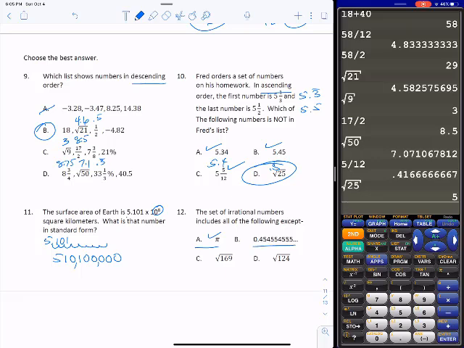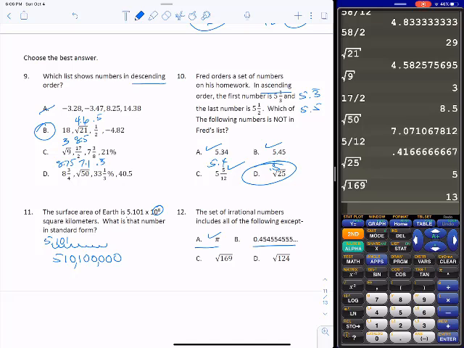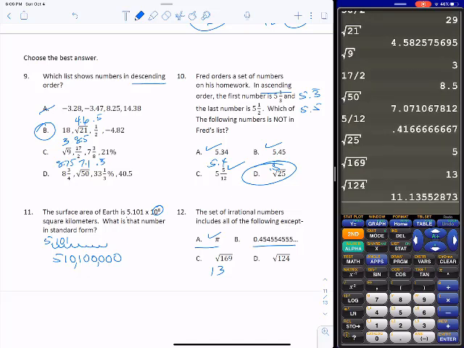And then the last two we need to type in just to see. So I'm going to type in square root of 169 equals, and this one gives me a 13. And the square root of 124 gives me a really nice ugly number. And what is our sign of an irrational number? An ugly number that has no pattern of repetition. So D is also irrational, so that means C is the only one that's not irrational.